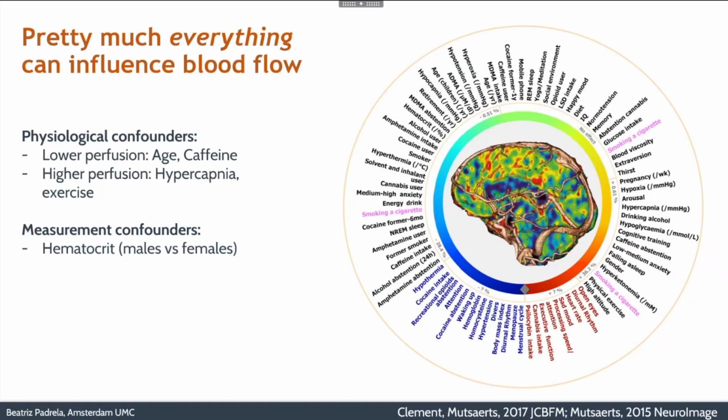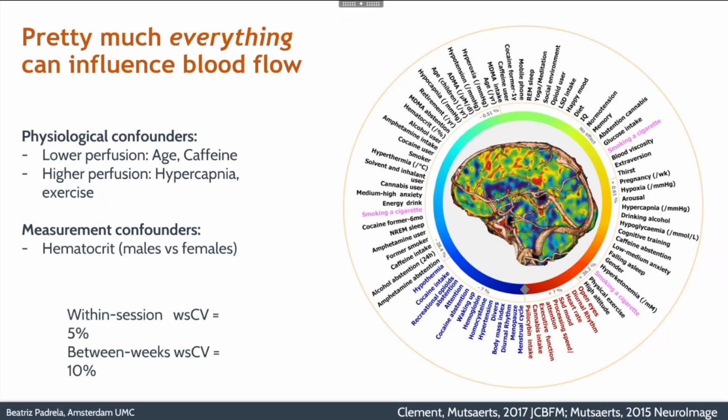Because if you don't do this correction, for example, maybe the CBF of the females will be higher and you don't know why, or the males will be lower and you don't know why. And there's always this difference between males and females, mainly due to hematocrit as well. That's why in analyses, for example, it's good to correct for sex.